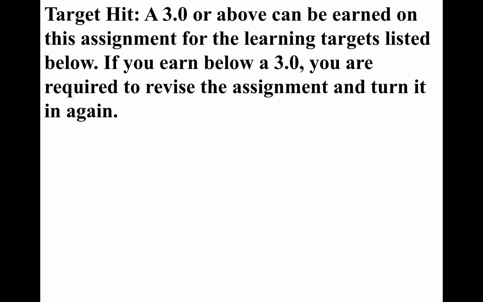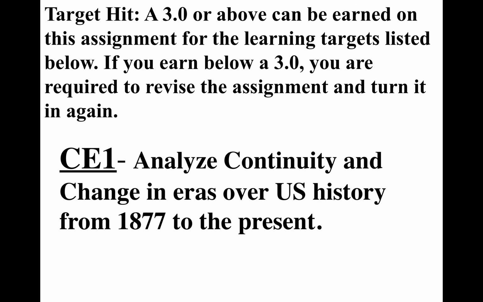A 3.0 or above can be earned on this assignment for the learning target listed below. If you earn below a 3.0, you are required to revise the assignment and turn it in again. In this case, we're looking at cause and effect number 1, CE1. Analyze continuity and change in eras over U.S. history from 1877 to the present. This is the third and final assignment for this learning target.